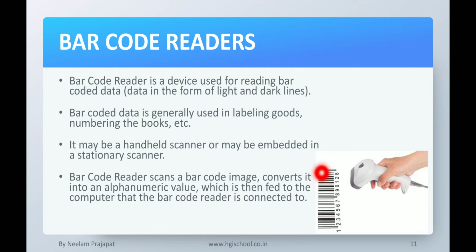Barcode reader, you might have seen this in the shop. It is a device used for reading barcoded data. This data is in the form of light and dark lines. It is generally used in labeling goods, numbering the books, etc. It may be a handheld scanner or may be embedded in a stationary scanner. It scans a barcode image, this is a barcode image, and converts it into an alphanumeric value, which is then fed to the computer that the barcode reader is connected to.